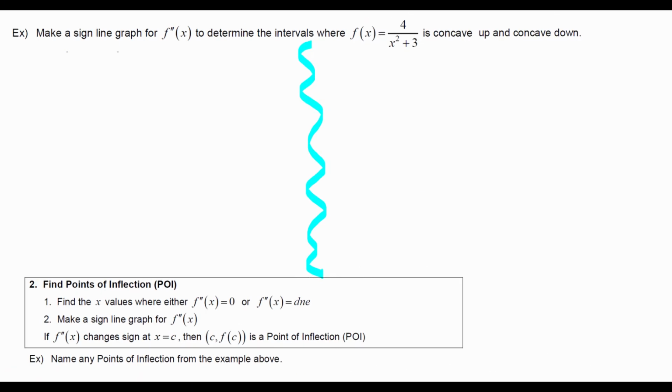Make a sign line graph of f double prime of x to determine the intervals where f of x equals 4 over quantity x squared plus 3 is concave up and concave down. So first, to do this, we need to find f prime of x to get the f double prime. So f prime of x is equal to, how would you like to do this? I prefer to rewrite this as 4 times x squared plus 3 to the negative 1 power, so that it is just the general power rule combined with the chain rule instead of using the quotient rule. But if you want, you can use the quotient rule.